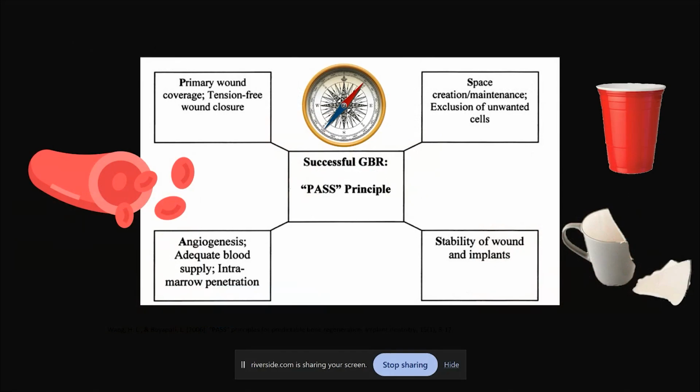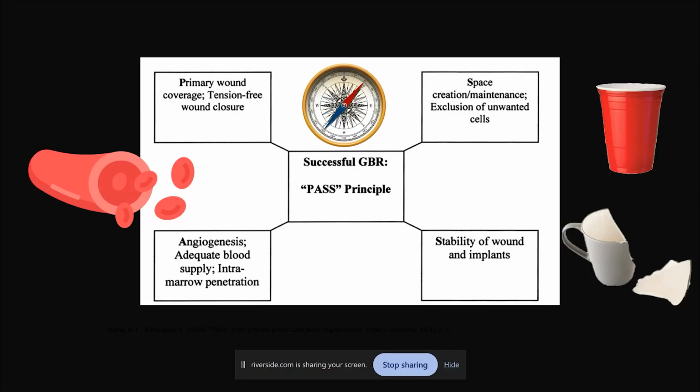PASS: primary wound coverage, angiogenesis, space maintenance and cell exclusion, and stability. Those are the four principles that, if you combine all of them, you can do anything. When you're in a rut, stuck in a grafting scenario, trying to figure out what you need to do to get the best result, think back to the PASS principle.